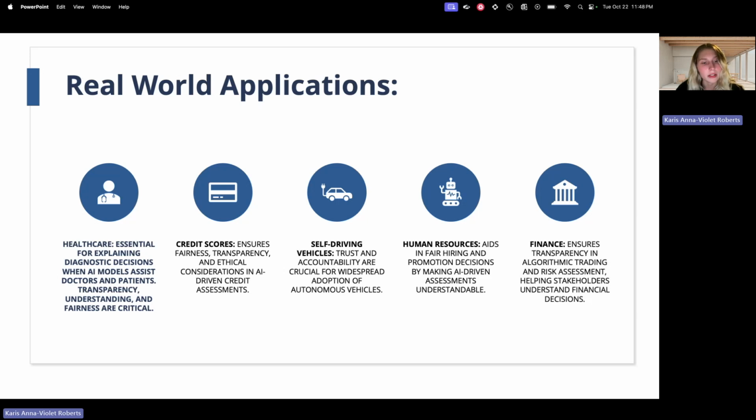Some real-world applications of why interpretability is important. Healthcare: model interpretability is necessary for explaining diagnostic decisions when an AI model is used for doctors and patients. Transparency, understanding, and fairness of a model is extremely important, and I'll spend a little bit more time talking about this one given the class.